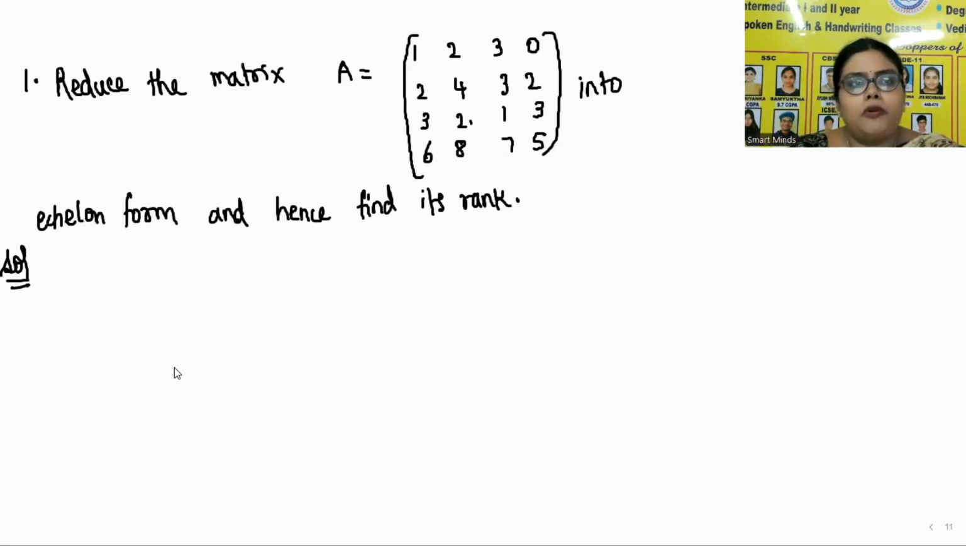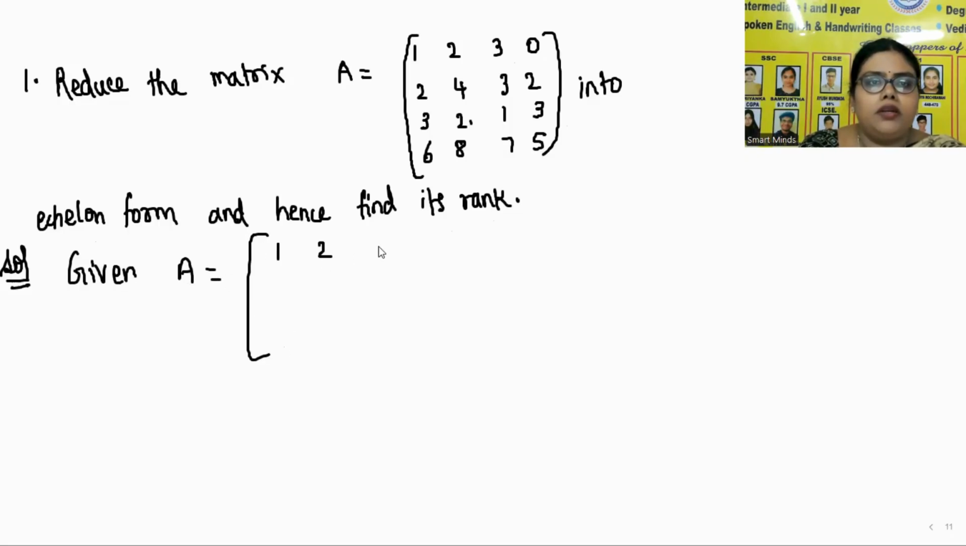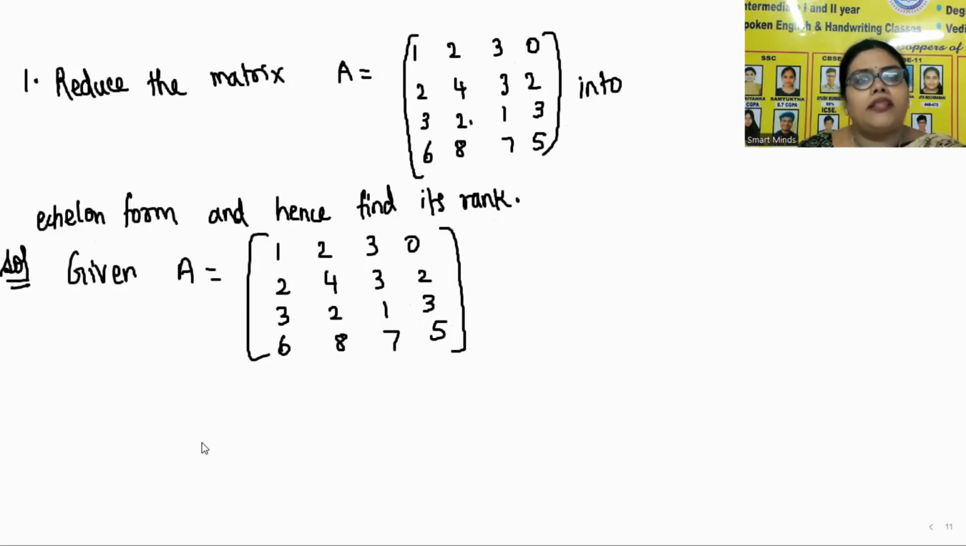Now let us take the problems. Reduce the matrix A equal to 1 2 3 0, 2 4 3 2, 3 2 1 3, 6 8 7 5 into echelon form and hence find its rank. So first let us write the given matrix. Given A is equal to 1 2 3 0, 2 4 3 2, 3 2 1 3, 6 8 7 5. Okay, this is the matrix.